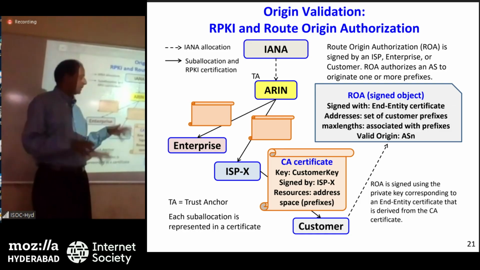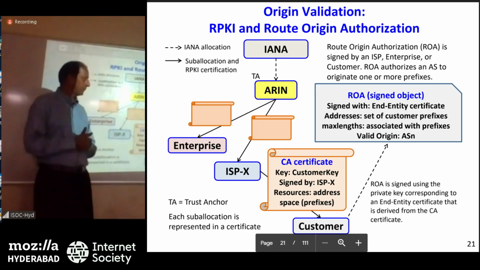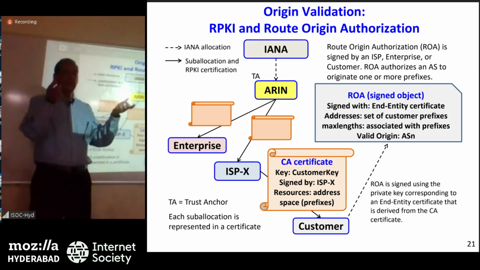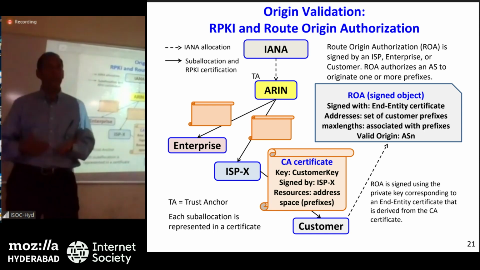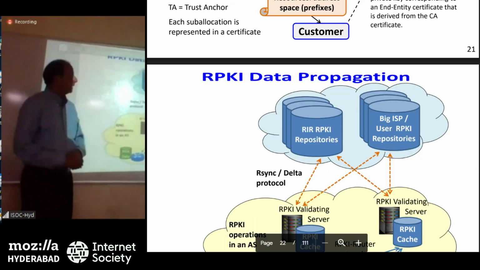And then what happens is once you have created a ROA for your enterprise prefix, these ROAs are downloaded by what we call RPKI caches. Let me go through them.